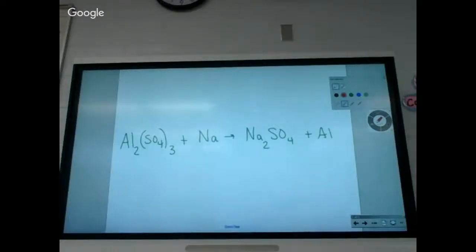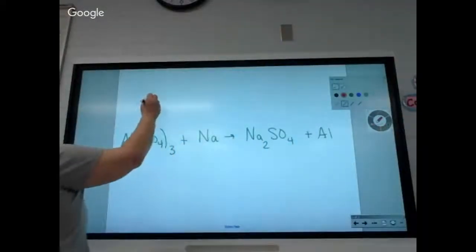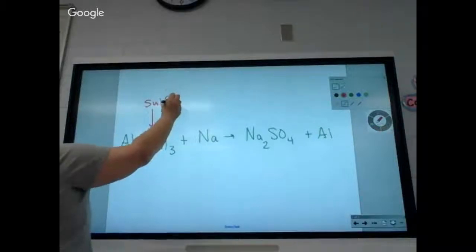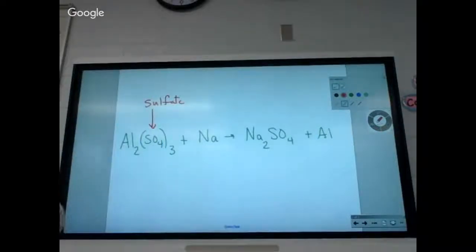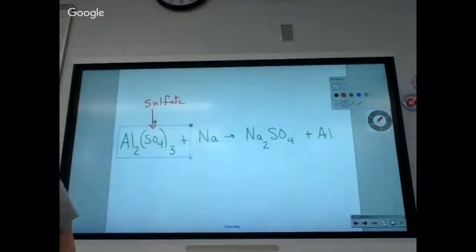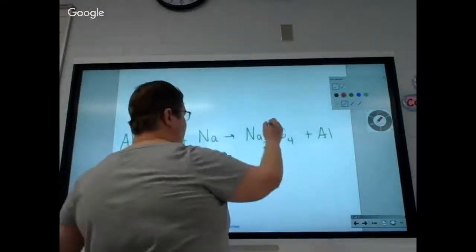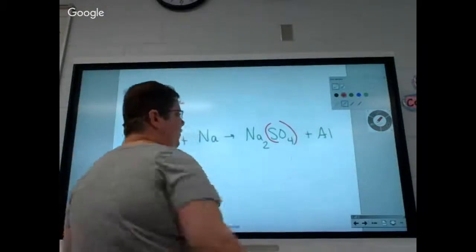Now, we want to balance polyatomic ions as whole units. Okay? Whole units. One thing. So, SO4, this whole thing is sulfate. We want to balance it together as one thing. So these parentheses are drawn in around the SO4, right? So on this side, I'm going to draw them in around the SO4.